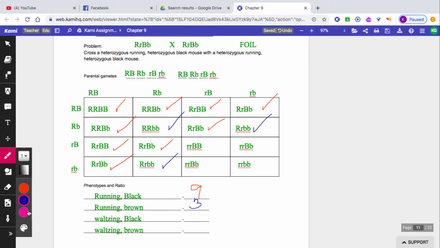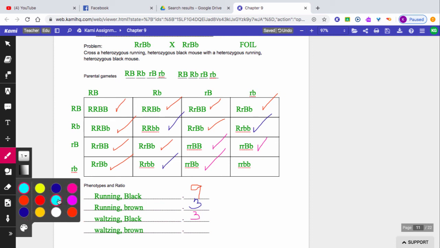Okay, I'm going to use this pink for waltzing black. I like doing it that way because then I don't have to look at every one again once I've identified them. So that's 3. And then finally pick another color for this last waltzing brown. So it's a 9 to 3 to 3 to 1 ratio. And that's all you have to do.